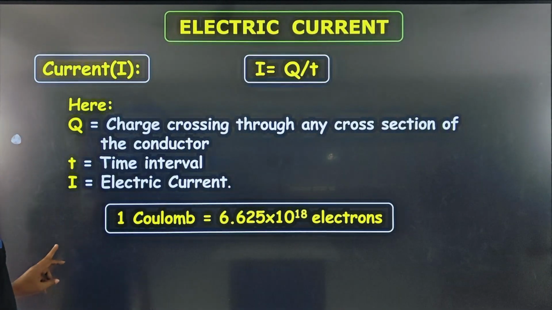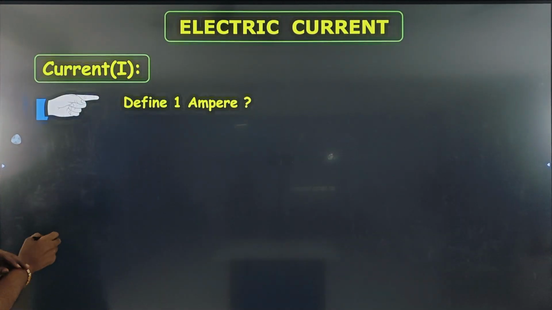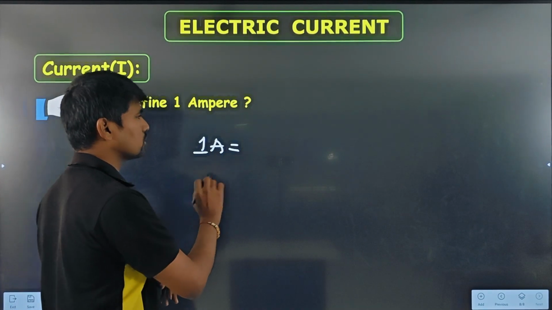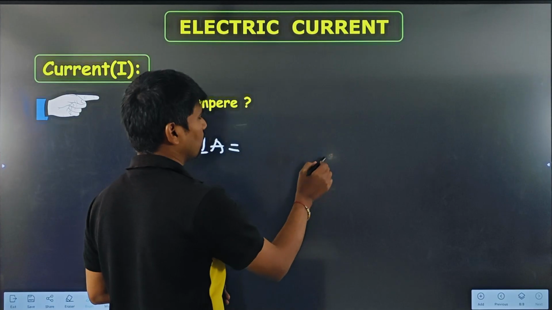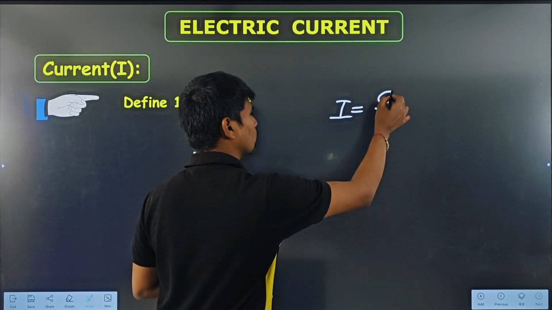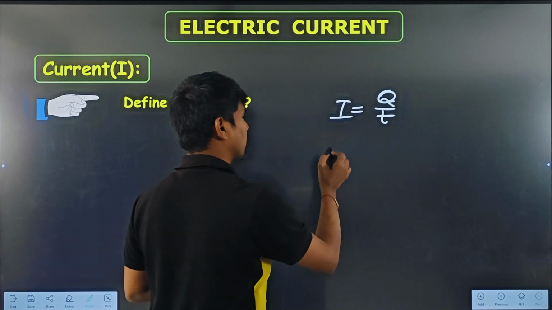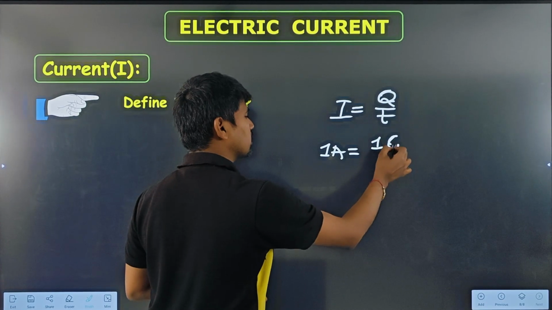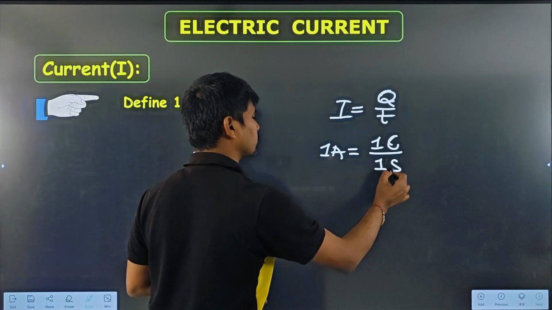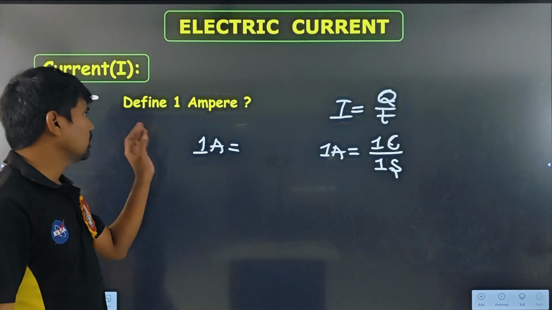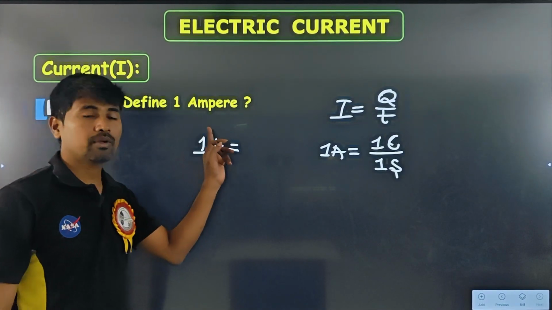Note this point, my dear students, very important. Define 1 ampere. Just now I told you what 1 ampere means. Let us remember the formula: I is equal to Q by T. 1 ampere is equal to 1 coulomb by 1 second. That is in equation format, but how to define an ampere?